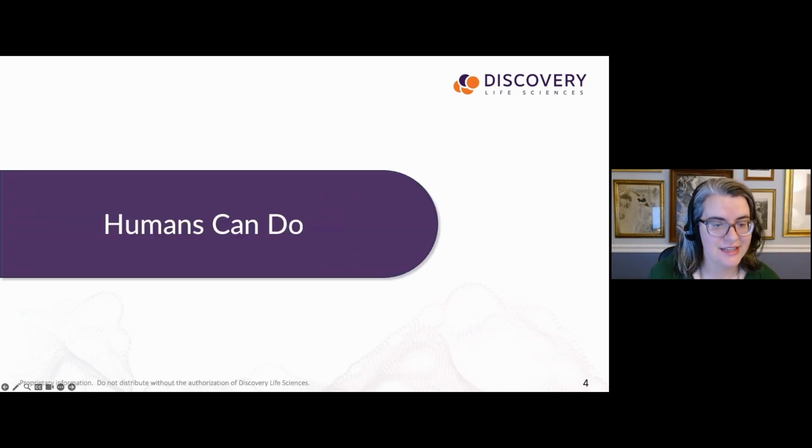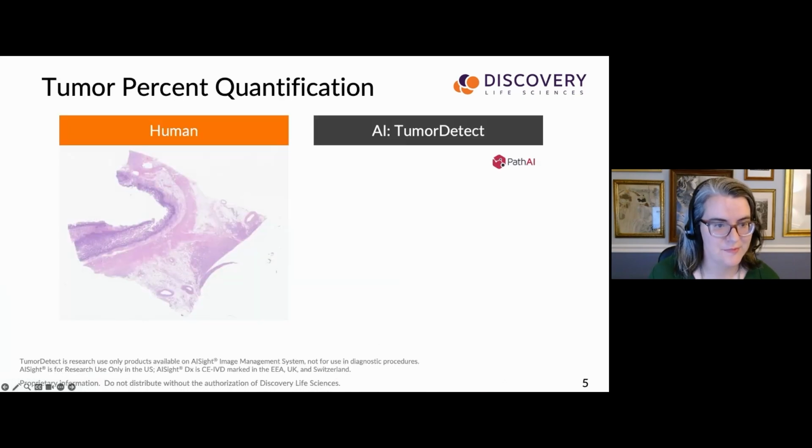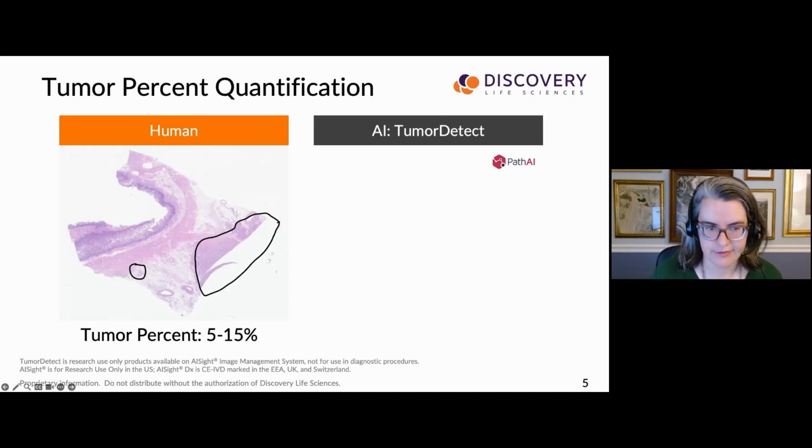So our first example is AI doing something that humans can do, and that something is tumor percent quantification. On the left, when a human looks at an H&E image, in this case a very highly trained human with the title pathologist, pathologists are able to see where the tumor is. In this particular one, most of the tumor is circled on the right side, and there's a small focus of tumor on the left. If you ask a pathologist, what percentage of the sample is tumor, you'll generally get answers between 5 and 15% for a tumor like this one.